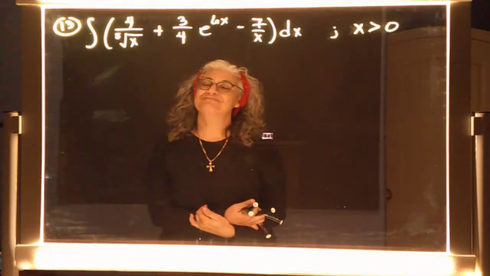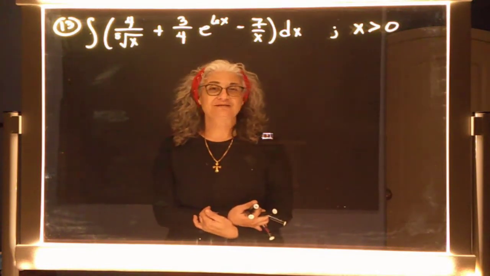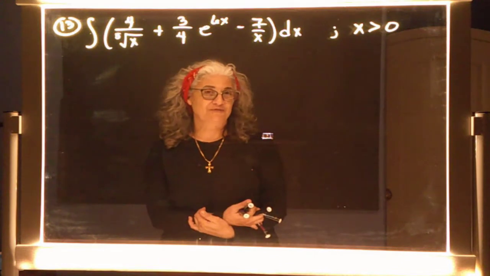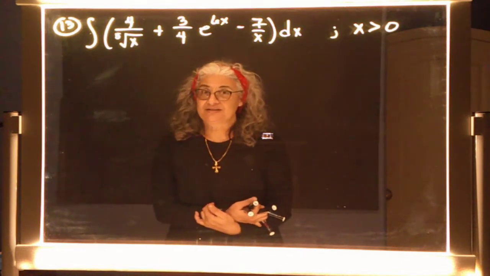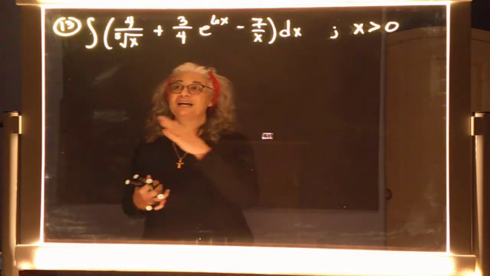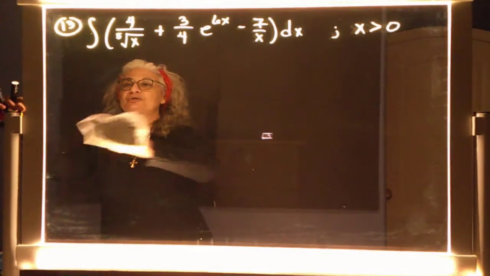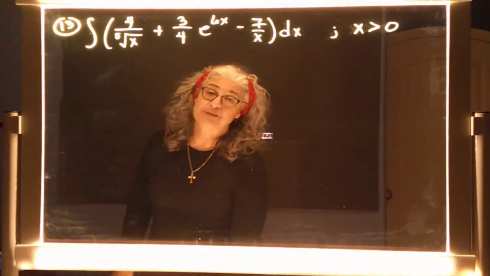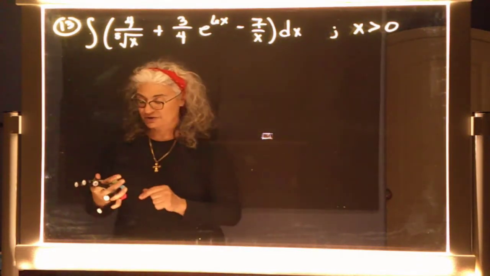Got some more. Here's 13. Looks like a doozy, right? Okay, so my recommendation is don't write anything down. Just follow along or pause the video. Work it out on your own and then see if you agree with me. All right? Here we go. I have got an addition problem here, which means I am going to take 3 separate antiderivatives. And the first one I'm going to start with is that first term.